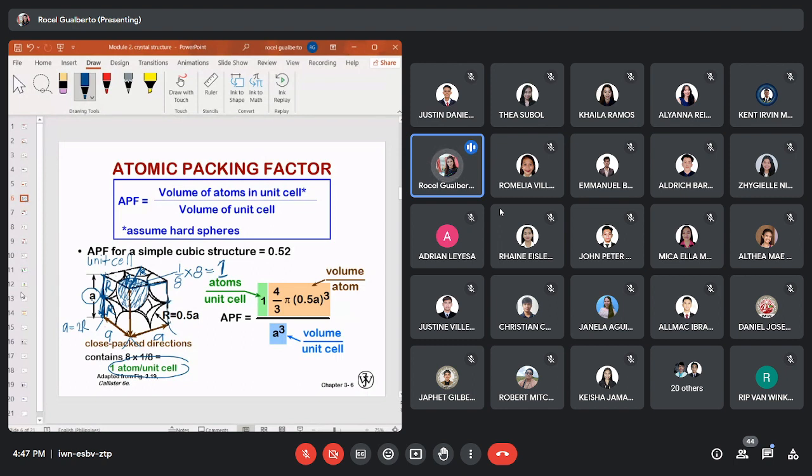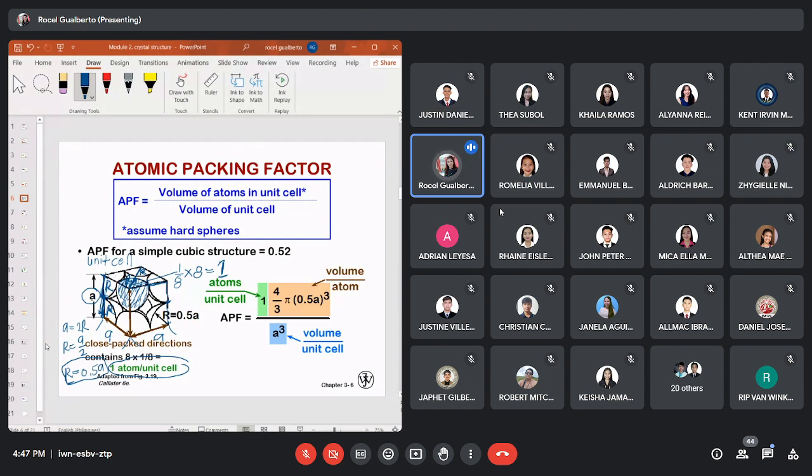Okay? And na-establish na po natin yung kanina. Ano pong sabi natin? Base po sa illustration dito, A is equal to 2R. Okay? A is equal to 2R. So therefore, if I want the value of R, then that would be A divided by 2, or simply R is equal to 0.5 of A. So this is now the relationship between A and R.